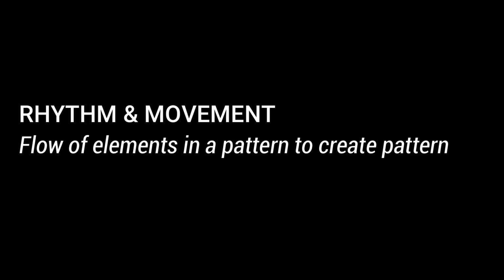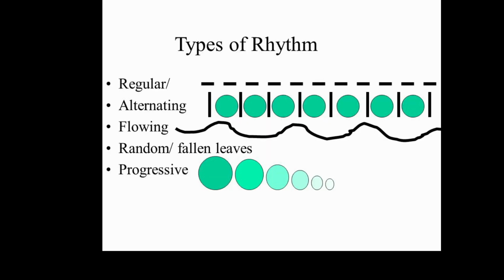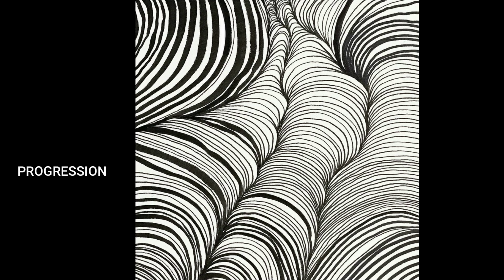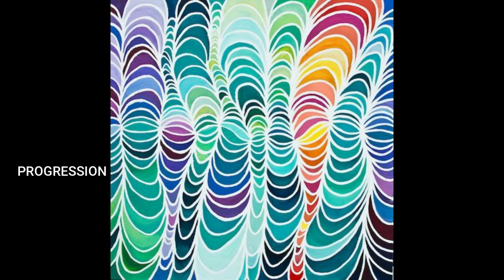Rhythm and movement is the flow of elements in a composition to create a pattern. There are three ways of creating rhythm and movement. Alternation, which is where parts of the composition alternate. Repetition, where a certain element in the composition is repeated, creating movement. And progression, which is a gradual movement of elements in a sequence.